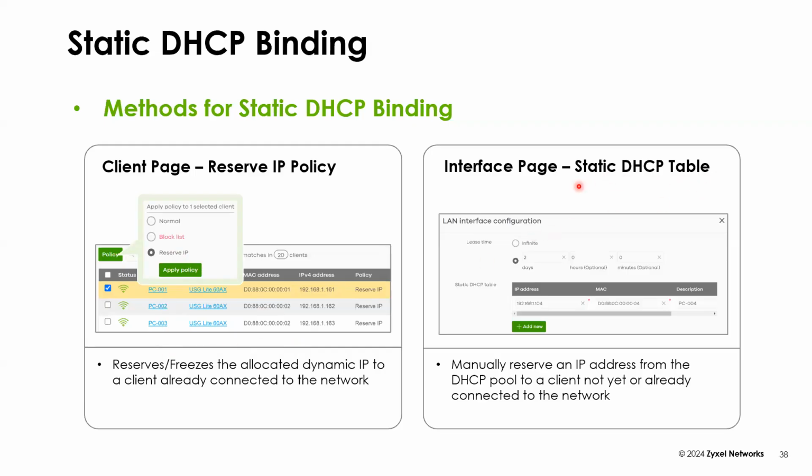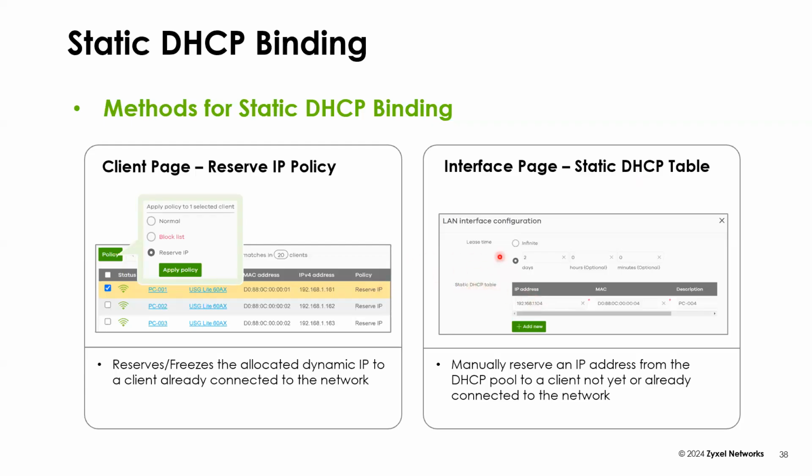The other way of doing this is by going into the interface page for your Zyxel Nebula managed router and going to the DHCP table. You can go in there and specify the MAC address for a device and the IP address for a device, and going forward, every time that device connects to the network and uses DHCP, it will be given that IP address. So these are two different ways of doing this.